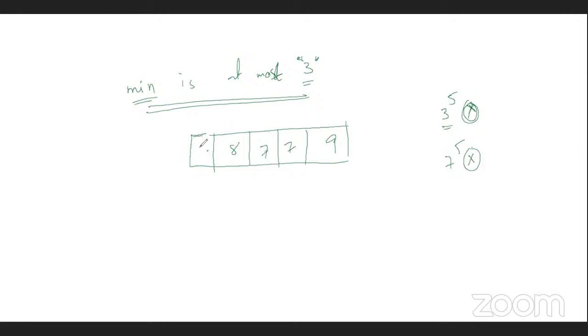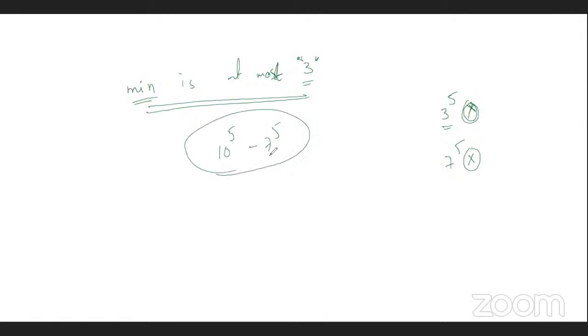Yes, sir. 7 can come, 8 can come, 9 can come, but these are all greater than 3, right? My required event is that the minimum is at most 3. So here I can write 3, 2, 1, and that is automatically minimum at most 3. Those cases we are not considering. Tejas, answer? Sir, 10 power 5 minus 7 power 5.